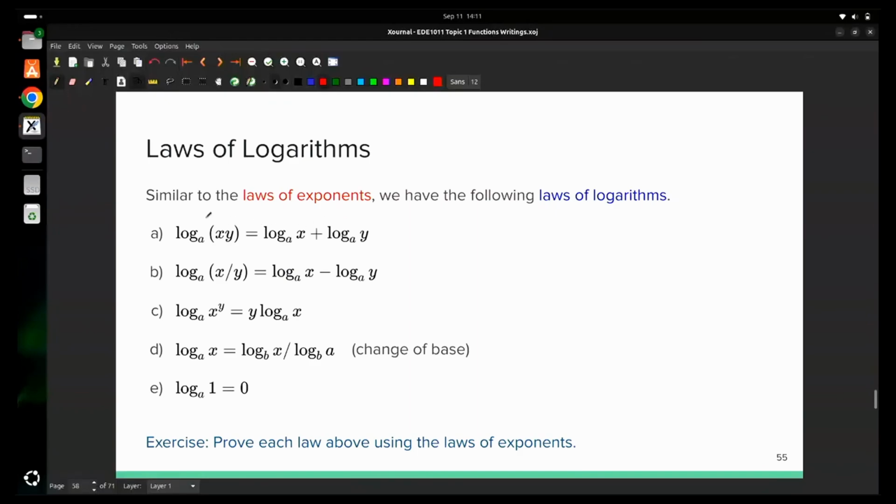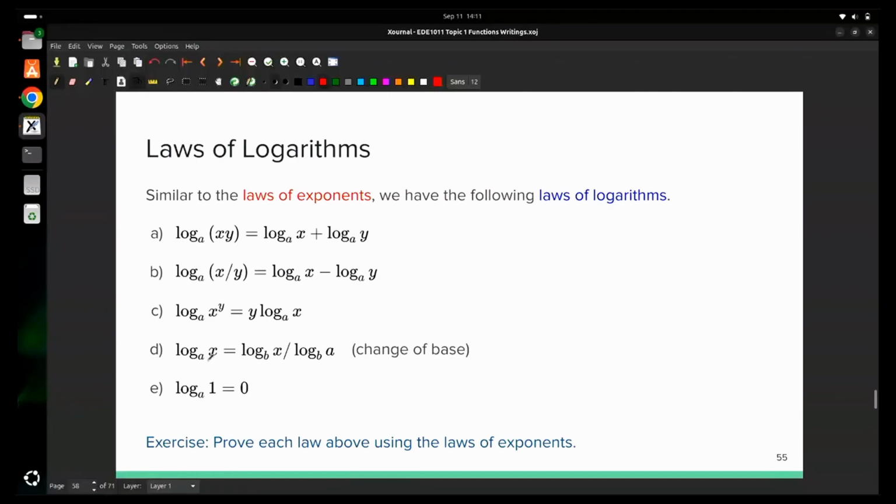So log of xy will be log x plus log y. You can see multiplication becomes plus. Very nice property. Then division becomes minus. Then this one is one of the most important properties: you can bring down this y here. Whenever you have a log of a number raised to some power, you can bring the power down. This is one of the very good properties which we will extensively make use of later on.